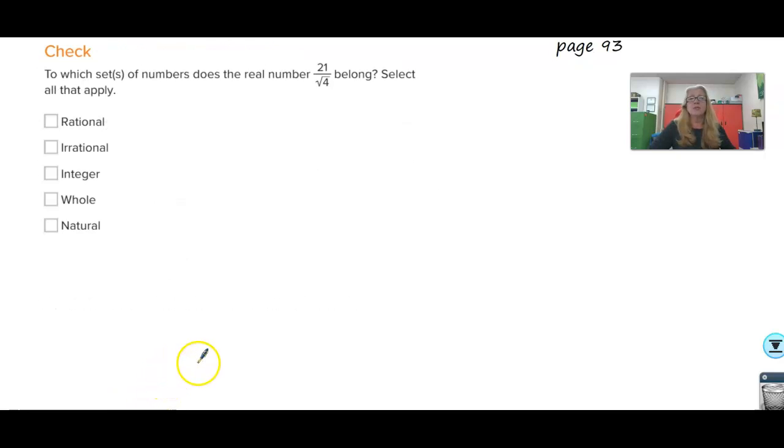Okay. To which sets of numbers does the real number 21 over the square root of 4 belong? Now be careful. They're trying to trick you here with that square root of 4. They think they've taught you by now that square root is a red alert for an irrational number. But think about this. The square root of 4, isn't that equal to 2? It is. So this is really 21 over 2. Now, is that a whole number? No. That is not going to make a whole number. So not whole. But is it rational? It sure is. It can be written as a fraction. Irrational means it can't be written as a fraction. It's not irrational. It's not an integer, because an integer can't be a fraction or a decimal. It's not a whole number, and it's not a natural number. Okay? So it's only a rational number.